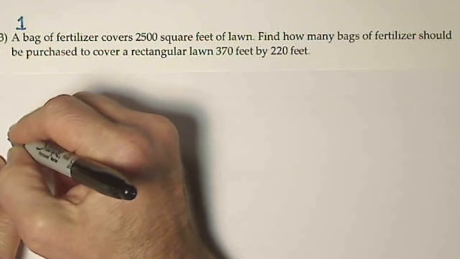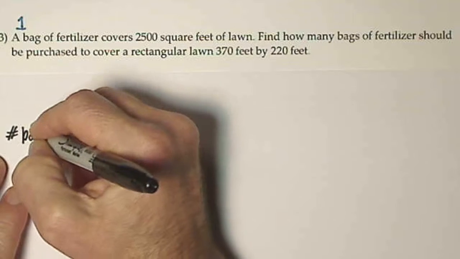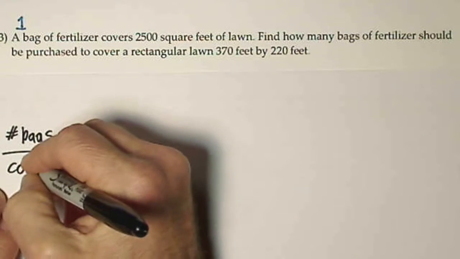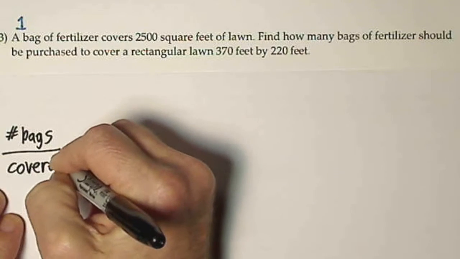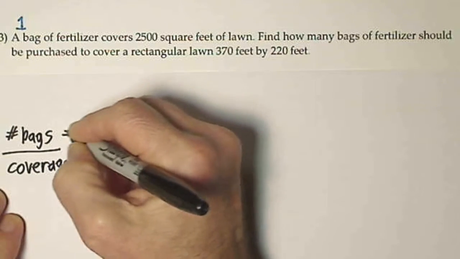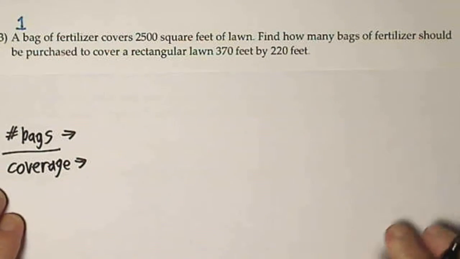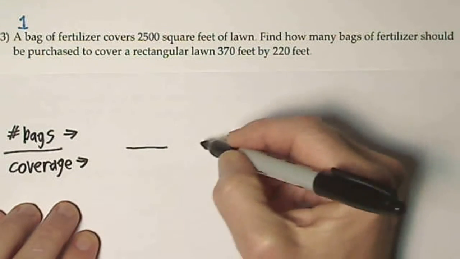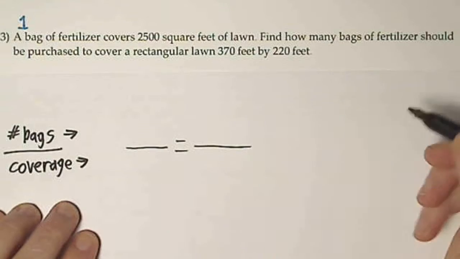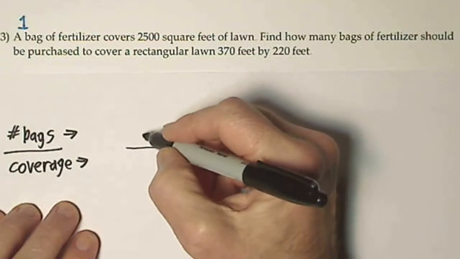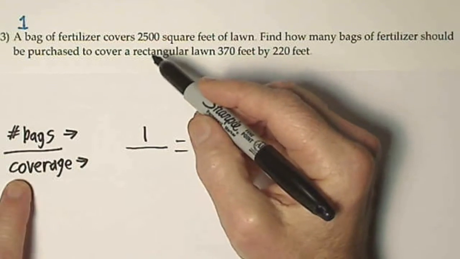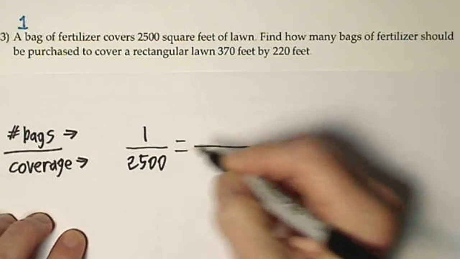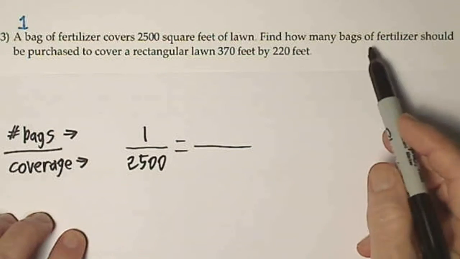I'll put number bags over coverage. And I just stay with that pattern. Okay? Let's get ready for our proportion here. So 1 bag, coverage is 2,500. How many bags?